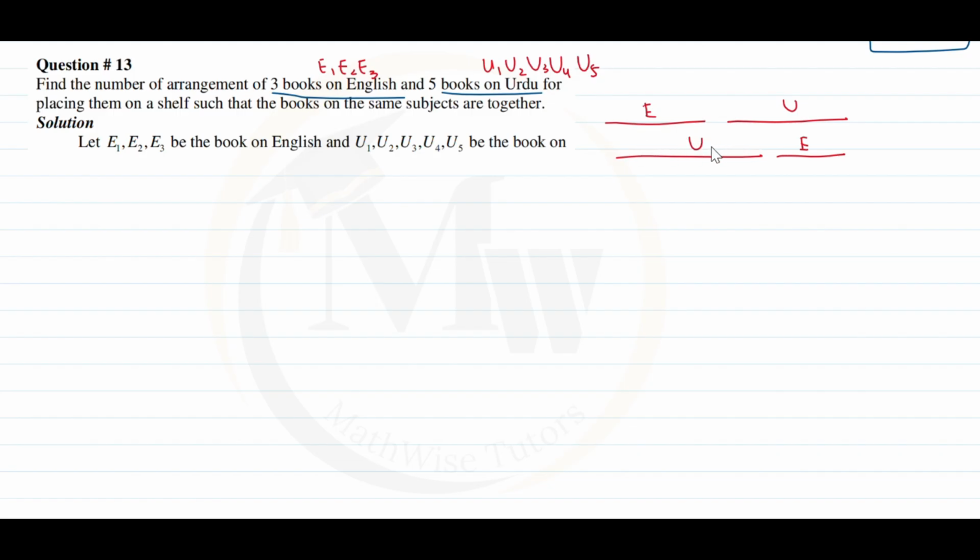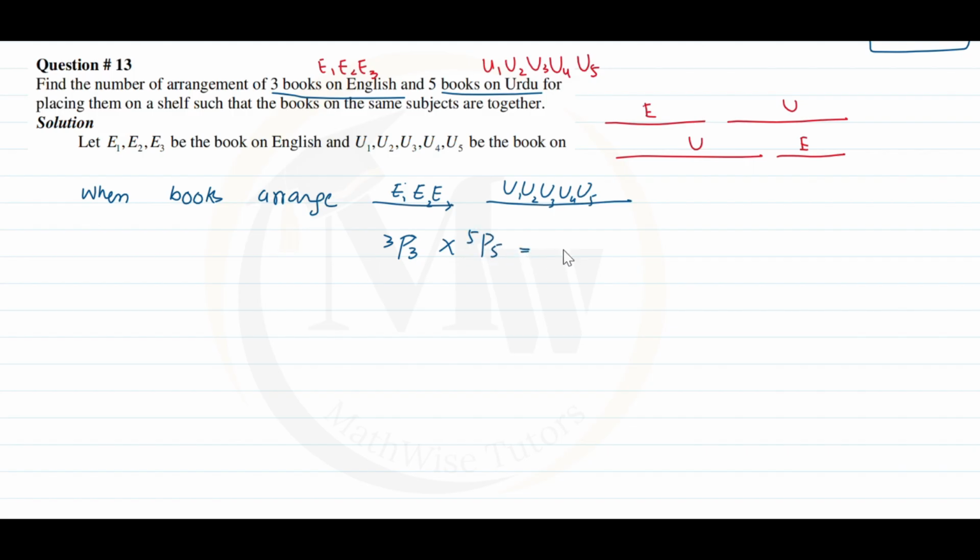So if they will be together, then we have to arrange them and we will multiply their permutations. When books are arranged first all English and then all Urdu, how many permutations of this? There are three and we have to arrange three, of course. So it will be 3P3 times 5P5, and the total permutation of this is 6 times 120, which is 720.